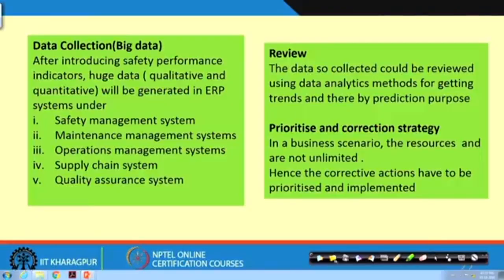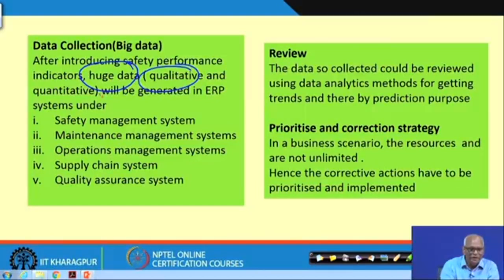So, safety is one of the areas where analytics has come in. For that, the data is required. I told you how to generate data, safety performance indicators. After collecting the data from the safety performance indicators, you have huge data, qualitative and quantitative. Qualitative means you may have rubbish data, it will not help you. From the lagging and leading indicators, you will get very qualitative data, right data, very impressive data, and high quantity numbers, you will get huge data.